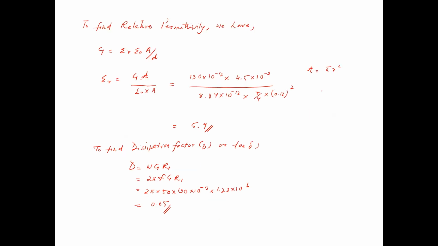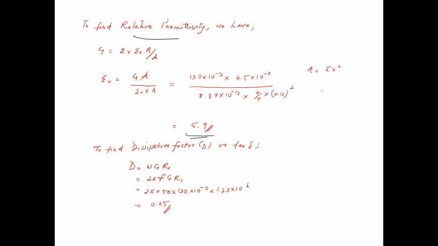To find the relative permittivity, we have C1 equals epsilon R epsilon naught times area divided by d. So epsilon R equals C1 times d divided by epsilon naught times A. We have obtained all the values, so putting this into the calculator, we get relative permittivity equals 5.9.